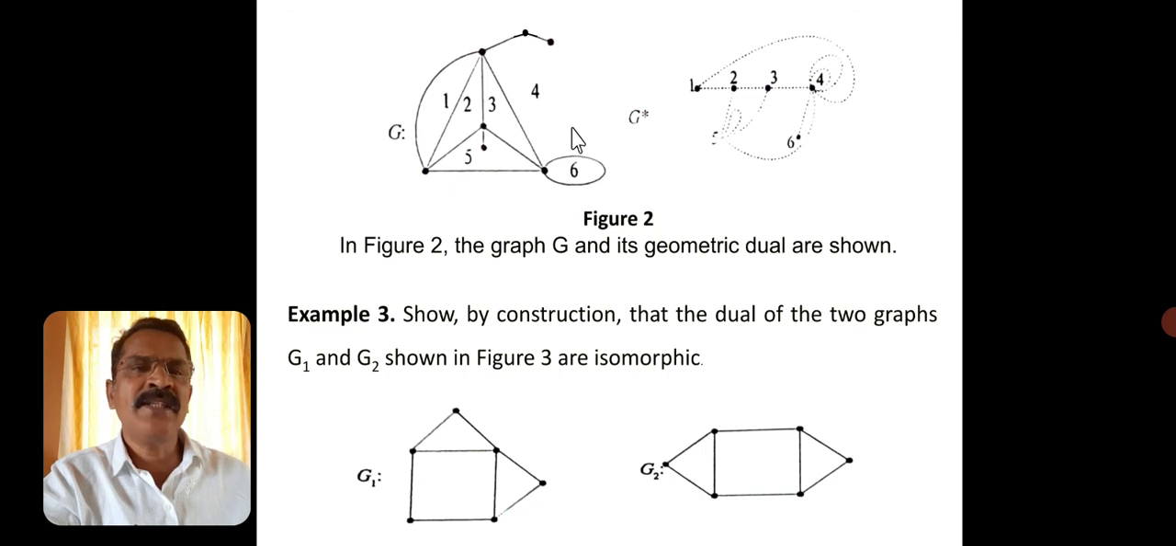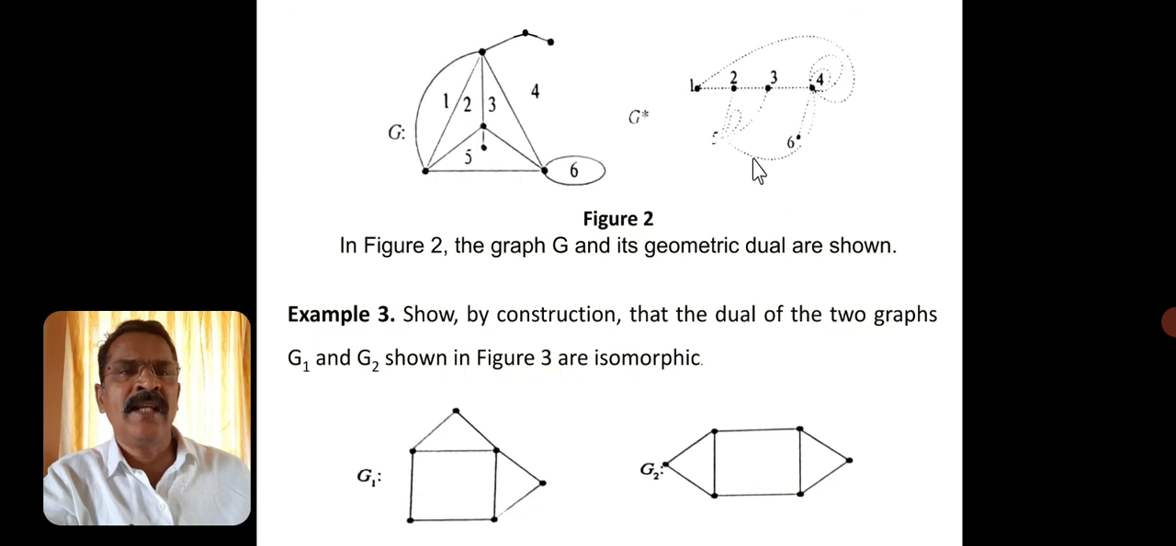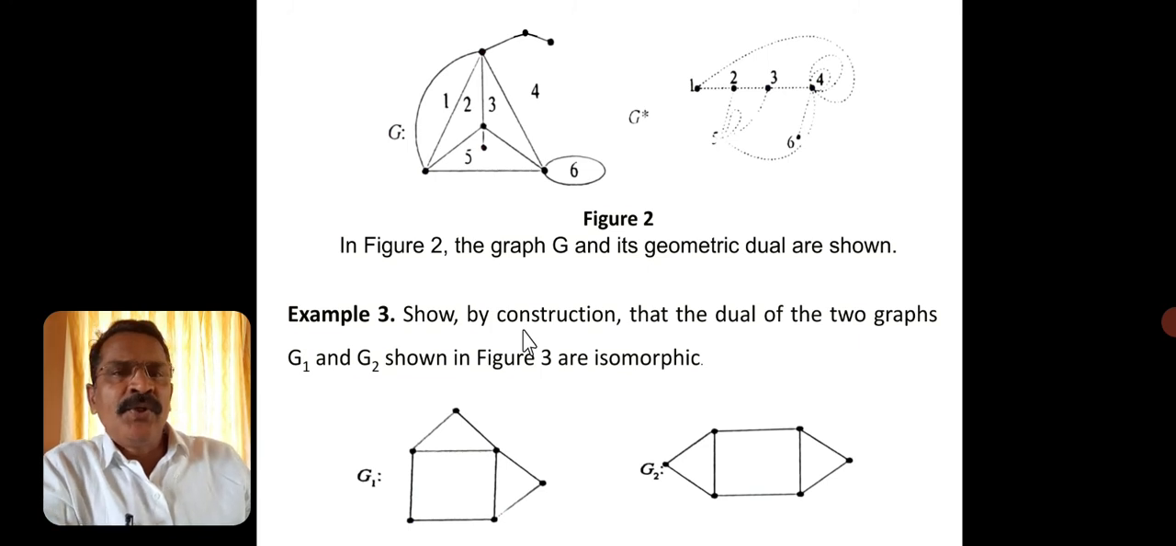So instead of faces, you have to consider the vertices. Follow the same procedure which we have discussed right now. You will get the geometric dual of the graph G in this way. So the points along with the dashed lines represent the geometric dual of the graph. Okay. So in figure 2, the graph G and its geometric dual are shown. So very easily you can verify.